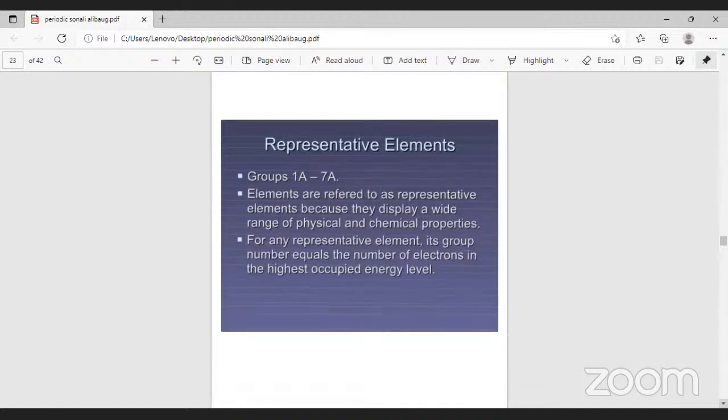Then representative elements, 1A to 7A. What I said, when an element is placed on the top of the column, that is column 1A, 2A up to 7A, that column has similar properties. So that first element is called the representative element. The first element in that first A column, whatever element is placed on top, is the representative element of the whole column. You got the concept? Elements are referred to as representative elements because they display a wide range of physical and chemical properties.